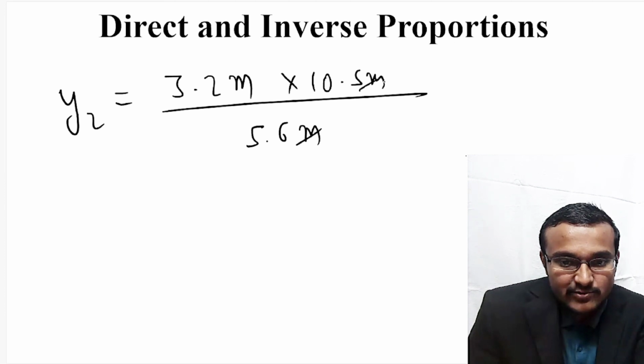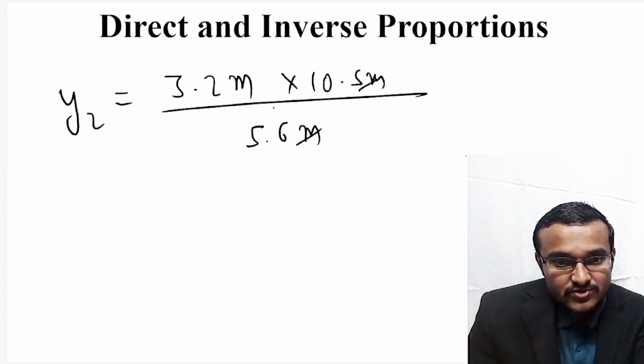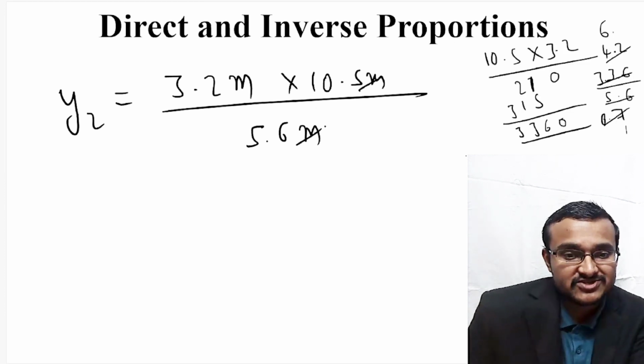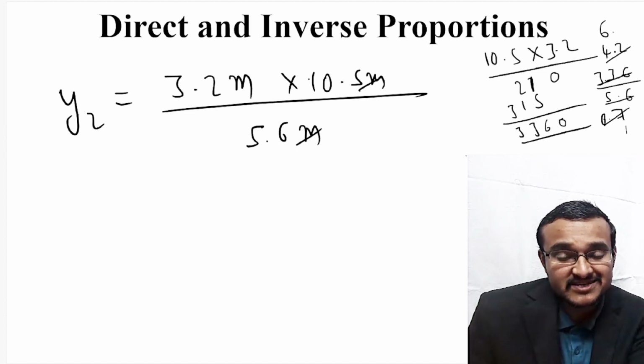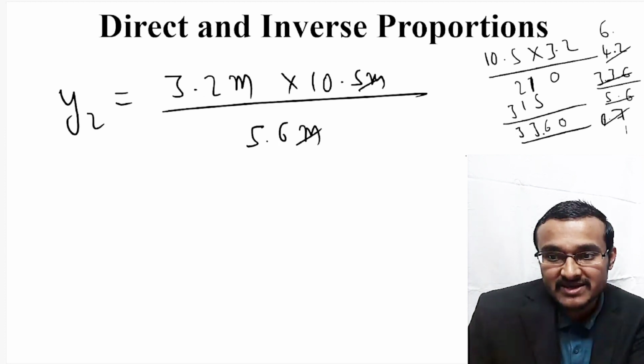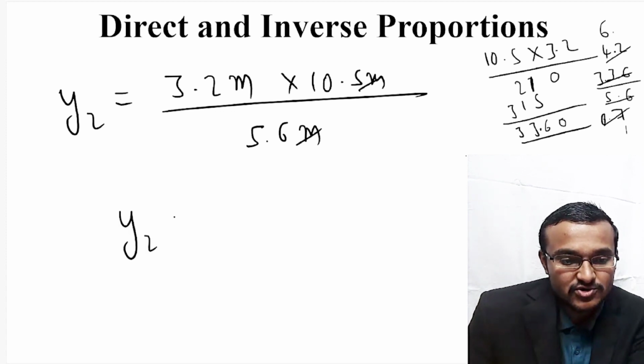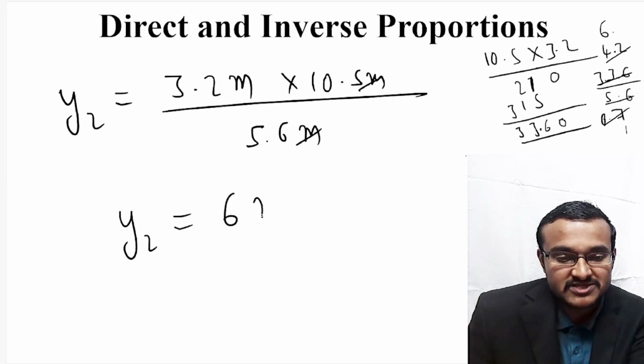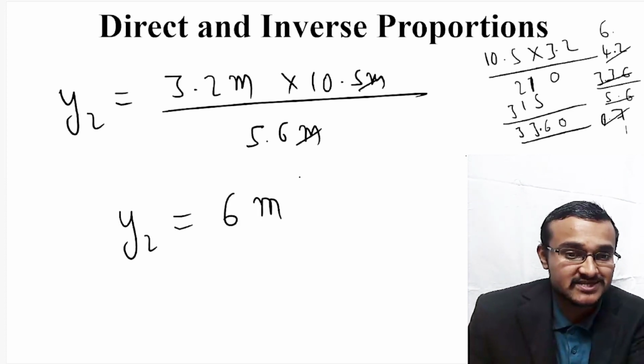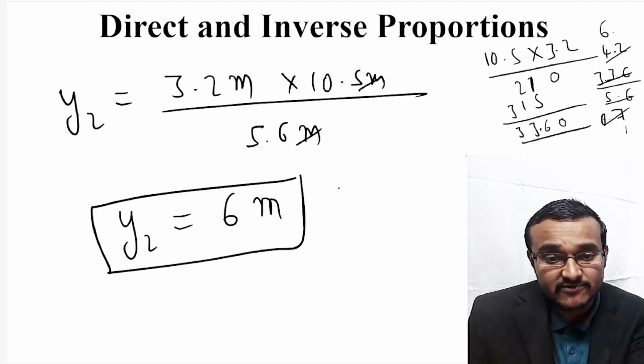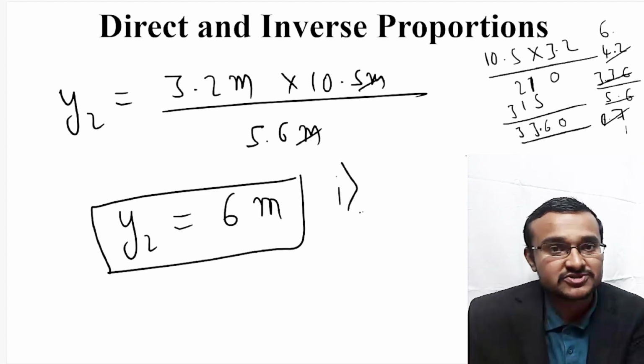Here meter gets cancelled. So when you actually solve this, 3.2 into 10.5 will be 33.6. So 33.6 divided by 5.6 will be equal to 6 meters. So 6 meter is the answer for the first question in this particular 9th question.